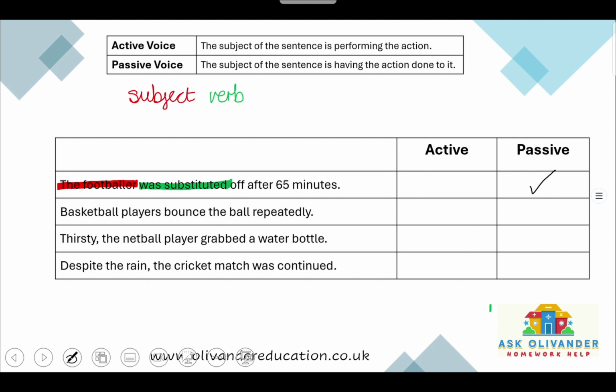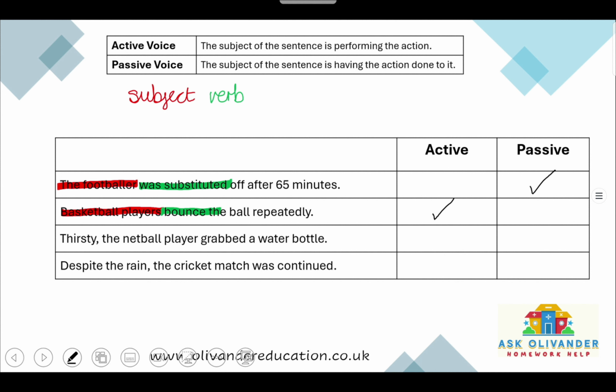In the next sentence, they have switched to present tense. However, this doesn't change a whole lot. In this instance, we can identify that the subject is the basketball players, and the verb, the doing word, is bounce. In this sentence, the basketball players are doing the bouncing, so therefore this is a simple active sentence.